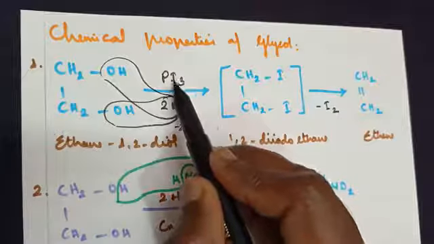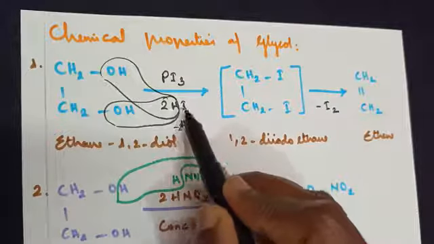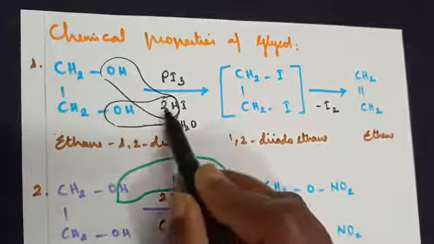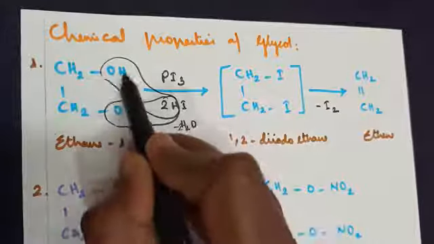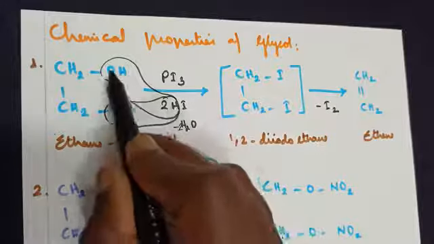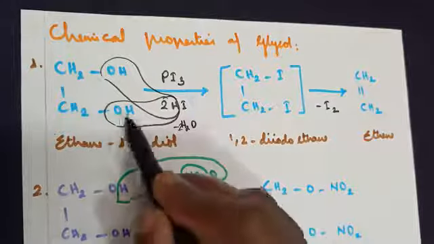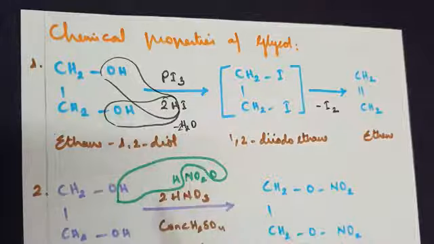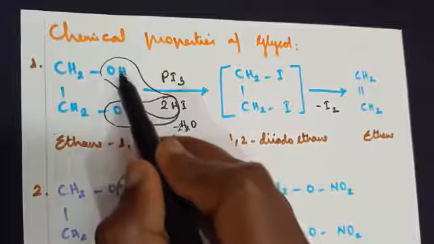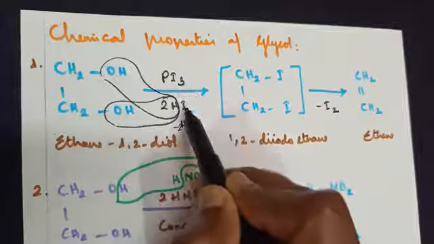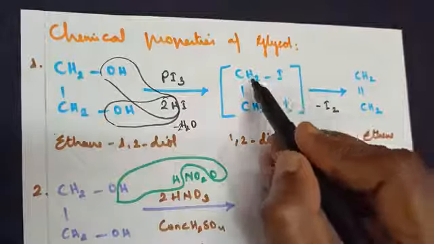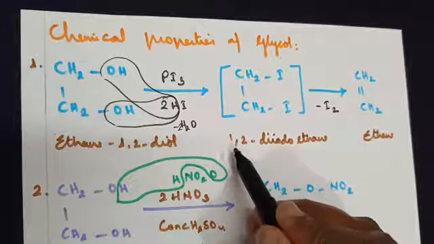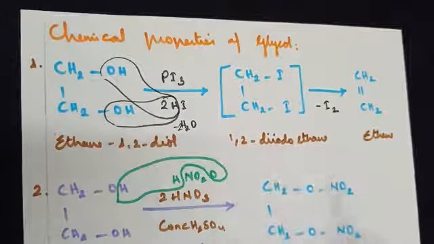When we treat it with phosphorus triiodide in the presence of hydrogen iodide, two molecules of water go out. So if you take two molecules of HI, OH from here and H from here go out as one water molecule. Similarly, OH from here and H from here go out as another molecule of water. So the places of the hydroxyl groups are replaced by the incoming iodide group. So we get CH2I and CH2I, the IUPAC name of it is 1,2 diiodoethane.